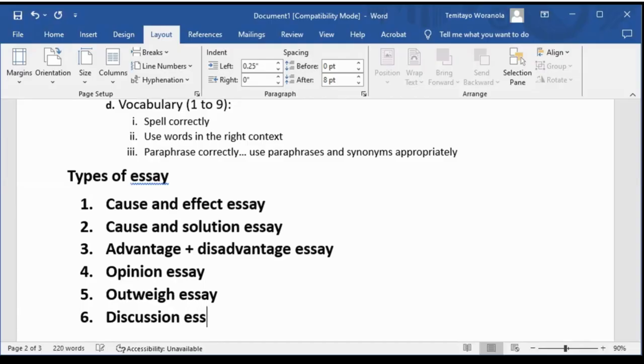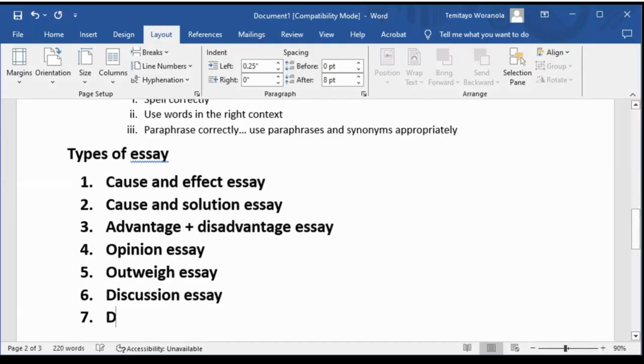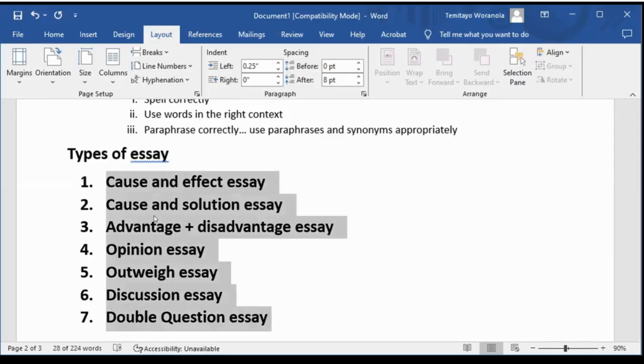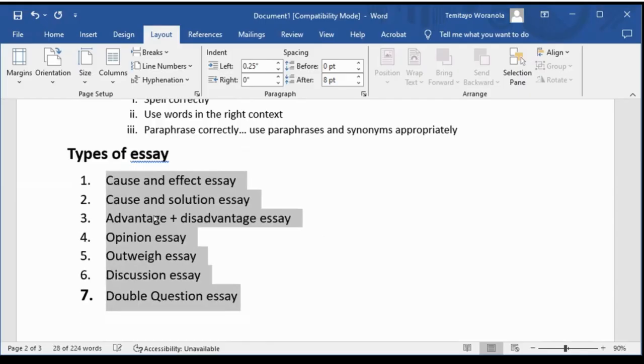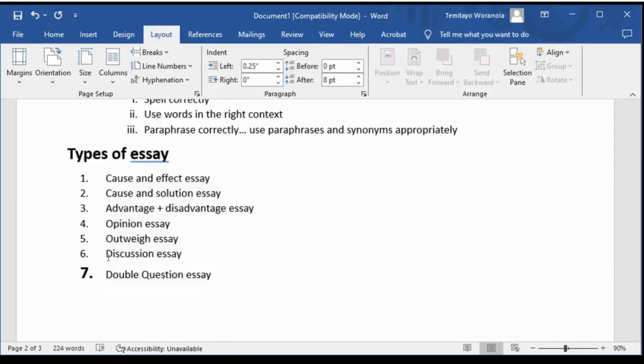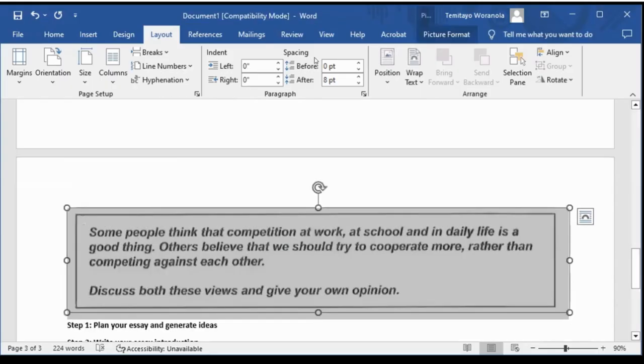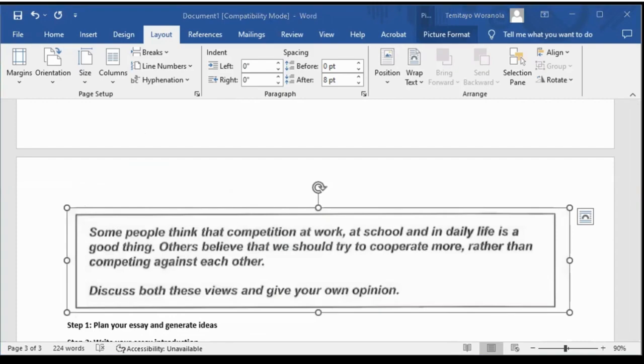That's what I'm about to write now. Then you have what you call the double question essay. These are the 7 common types of essays that we have in IELTS Task 2 essay writing. Any one of them can show up, so you need to be familiar with all 7 types of essays. Hope you get my point. Now, let's go back to our essay plan.